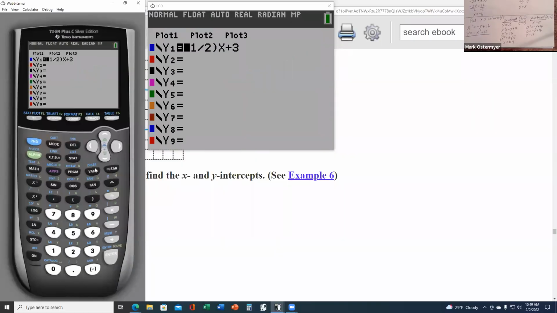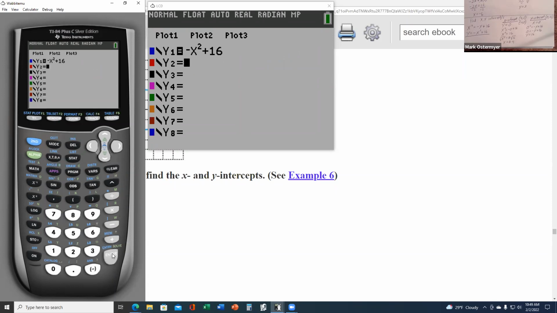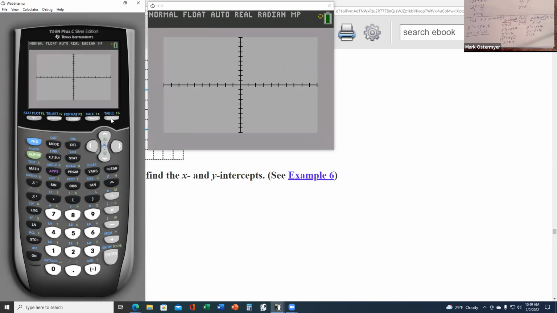Go to your equation editor, clear out any garbage, and then type in the equation. So we have negative x squared plus 16. And now we want to graph this quadratic function here. Hit graph, and you should see a parabola opening downwards.